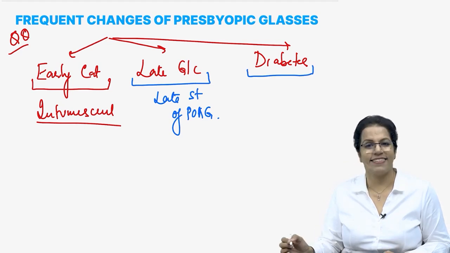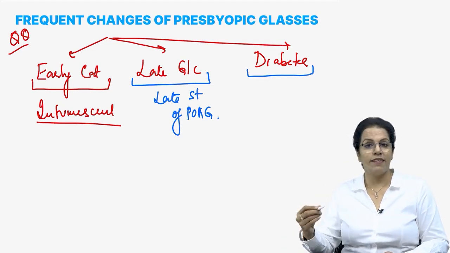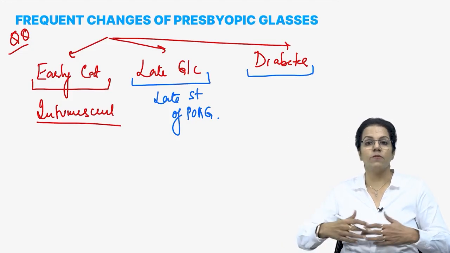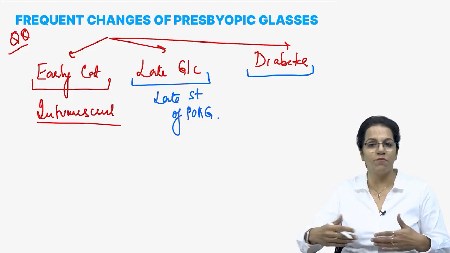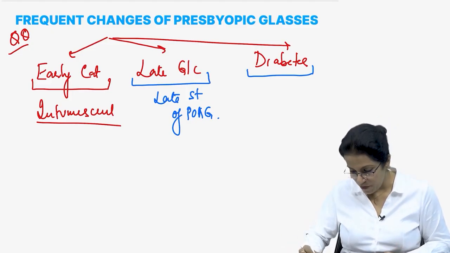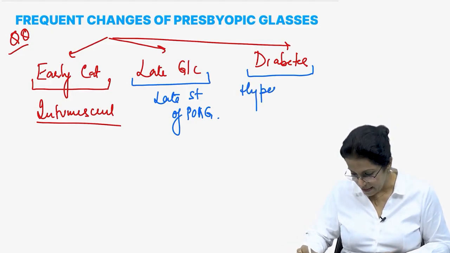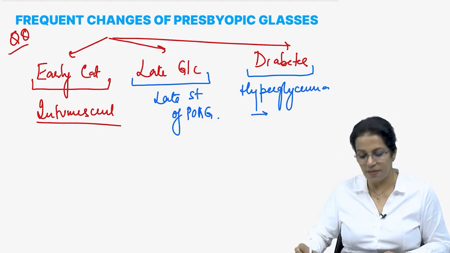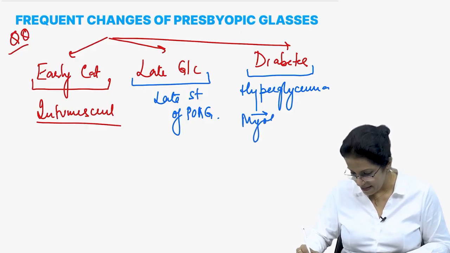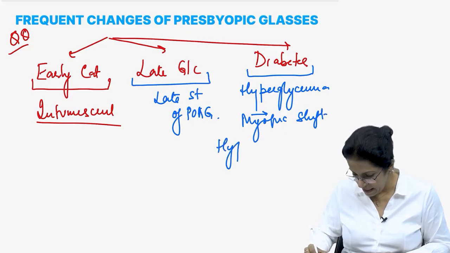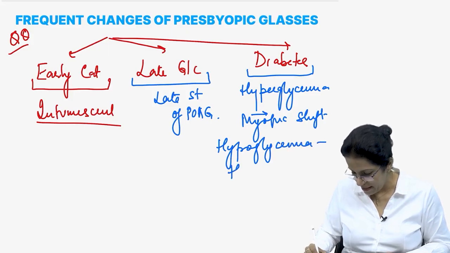And diabetes. Let's understand this. More sugar, hyperglycemia, that causes swelling of the lens. Again myopic shift, more curvature, more power. So we will learn like this: in hyperglycemia, myopic shift. And if the patient is hypoglycemic, what you are going to get is hypermetropic shift. Then we learn as hypermetropic shift.